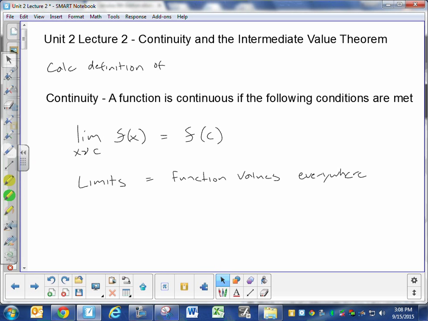And for a function to be continuous, this needs to be true. The limit at an x location needs to be equal to the function value at that x location. We use the x location c to make sense of that.